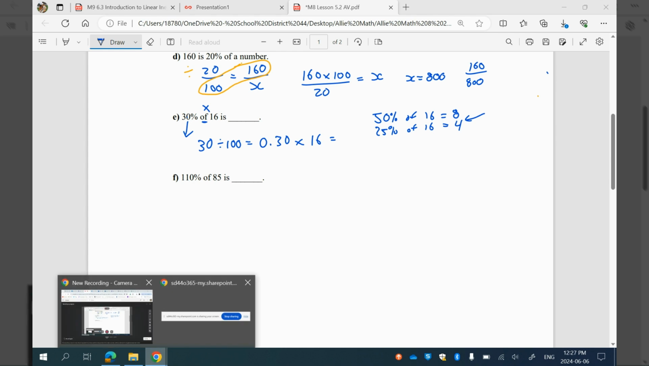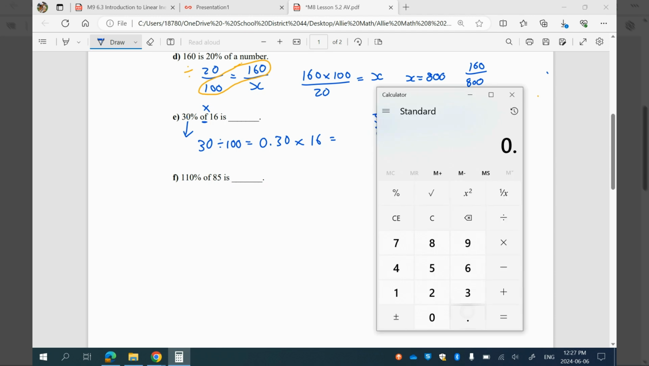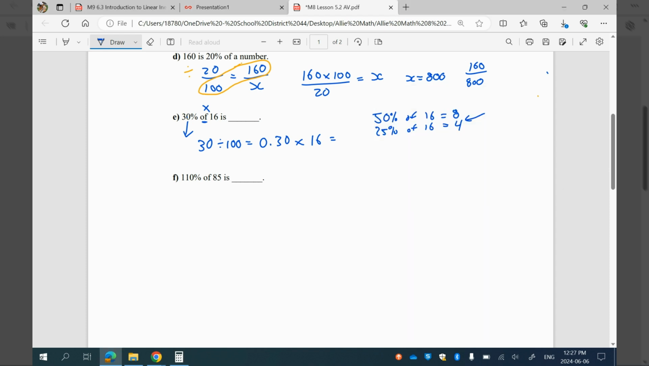So let's try it. Where's my calculator? So 0.3 times 16 equals 4.8. So that makes sense. It's between 4 and 8, but closer to 4. Let's try this one. We're looking for 110% of 85. So let's make a guess. We expect it to be more than 85. Not a lot more, but a bit more. And I know that 10% of 85 is going to be 8.5. So you can kind of guess a little bit what it's going to be, but you'd expect it to be a little bit more than 85, not drastically more and not less.